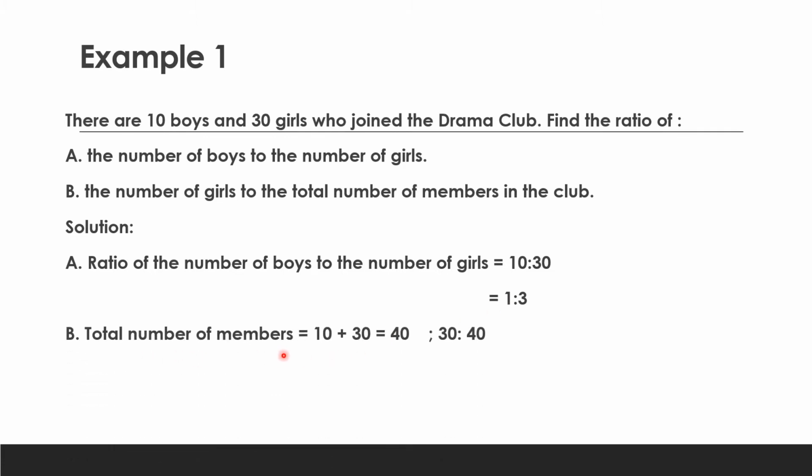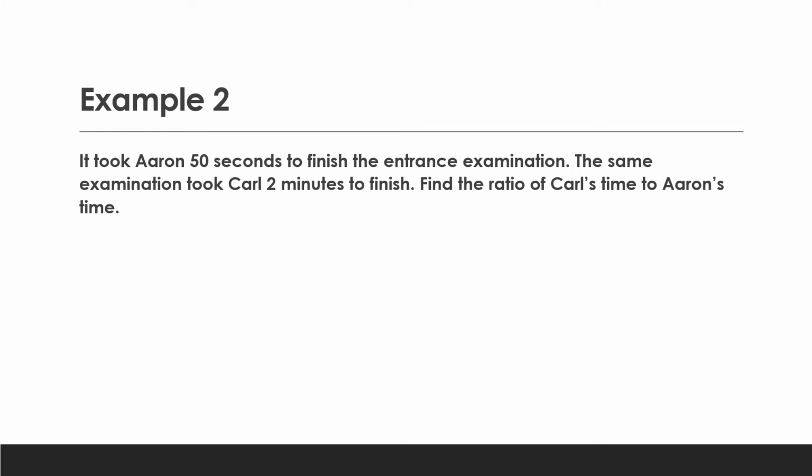So the total members are 10 plus 30 equals 40. So 30 is to 40, since the girls are 30 and the total is 40. Then reduce to the lowest term by dividing by 10. The answer is 3 is to 4. Okay? Next.